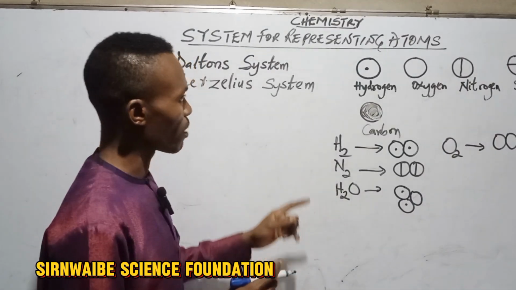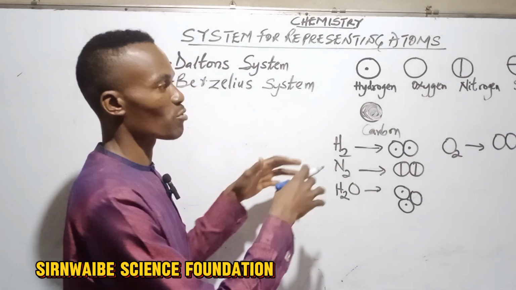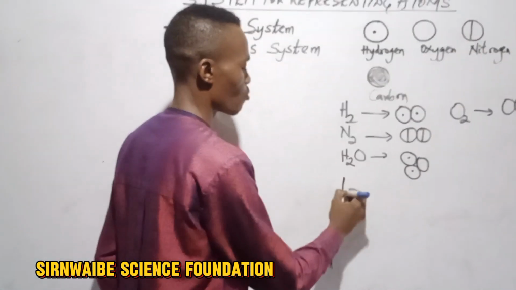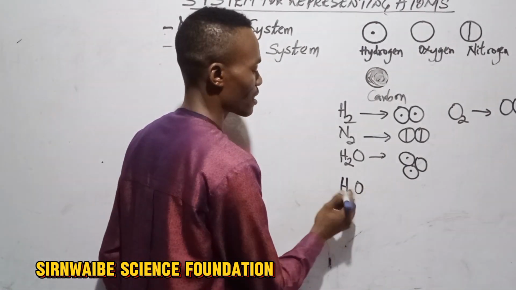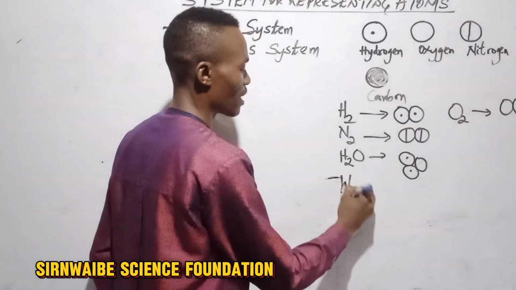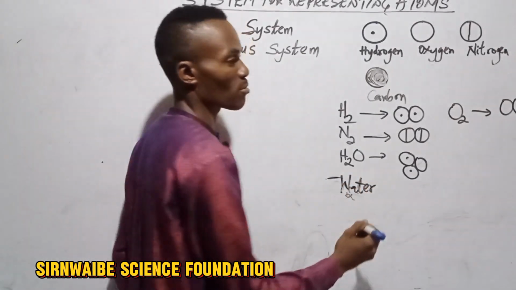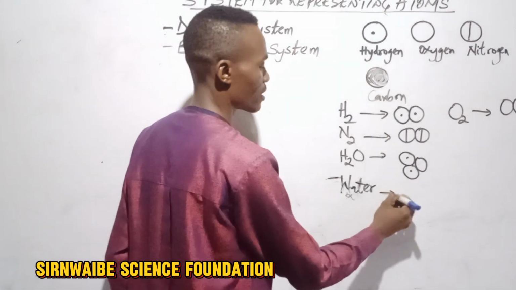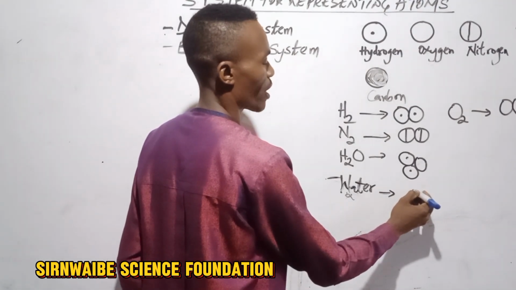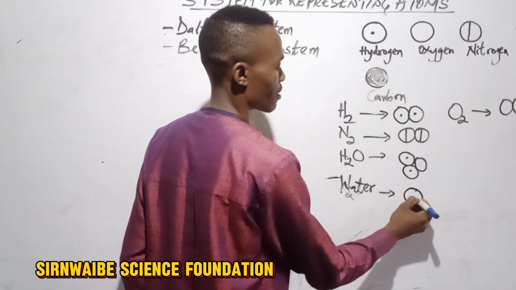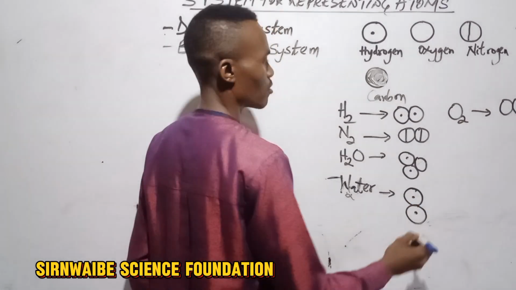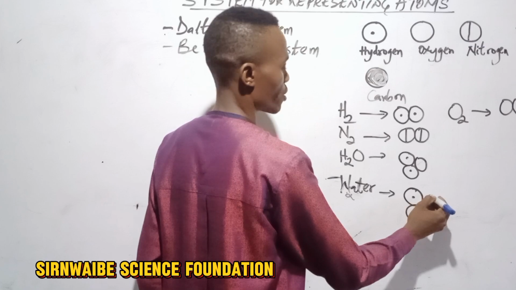The next we want to talk about is using Dalton's system to represent molecules of a compound. Now, in a compound like water, we know that water has two atoms of hydrogen and one atom of oxygen. If you want to represent it, you represent two atoms of hydrogen like this, and then put that of oxygen.